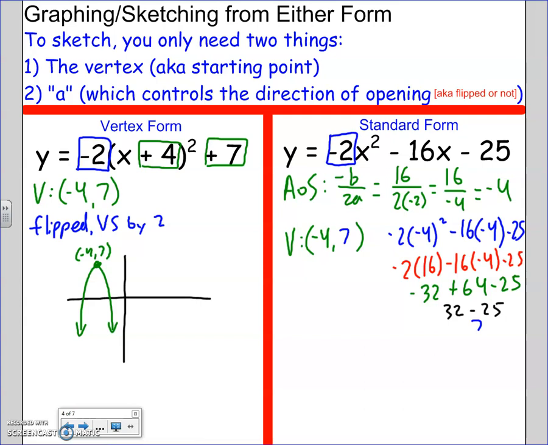a in vertex form is never the exact same thing. So there's a. So we know we're flipped. And if you want to be technical, vertical stretch by 2. So if I graph this, (-4, 7), left 4, up 7 is up here somewhere. If you want to be more technical, we can add the axis of symmetry. So let's draw that dotted line.